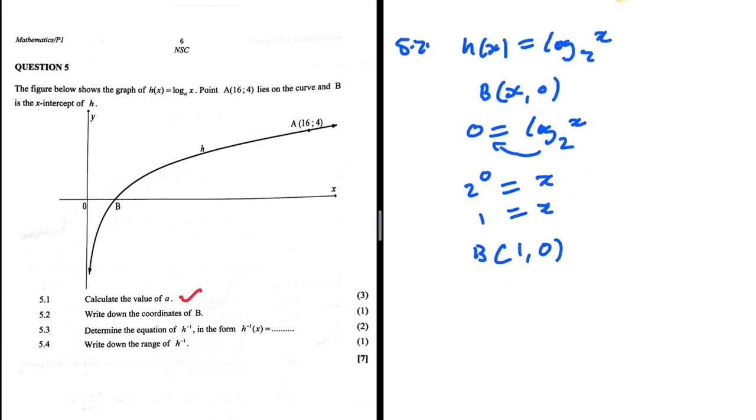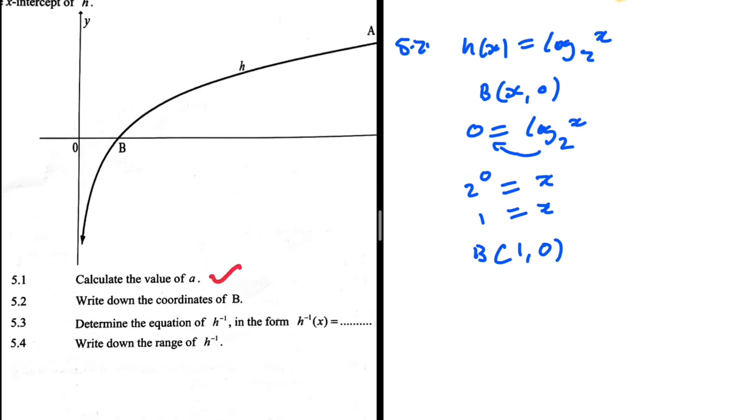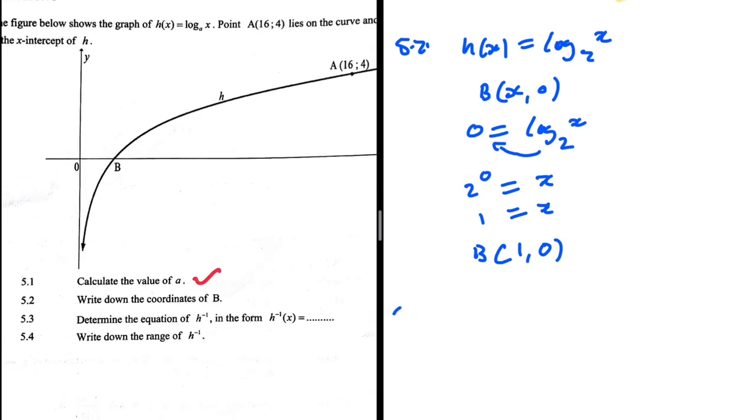Quite straightforward. If you've been solving any past exam questions, it should be easy to see that the coordinates of B are 1 and 0. It should be easy to see that we need to substitute B into h of x. Quite a basic equation. It doesn't require us to do anything cutting edge.